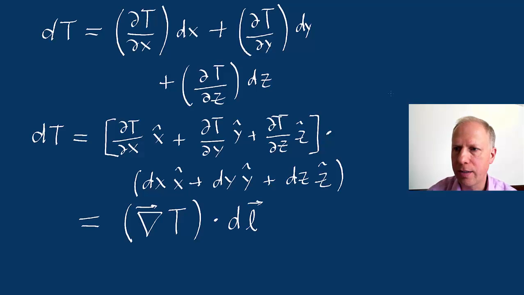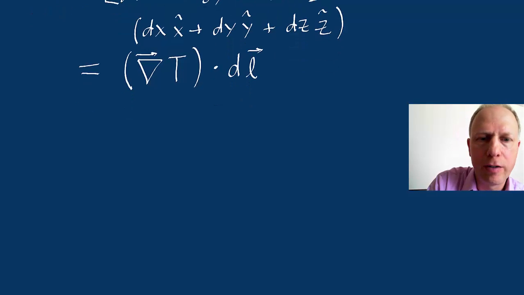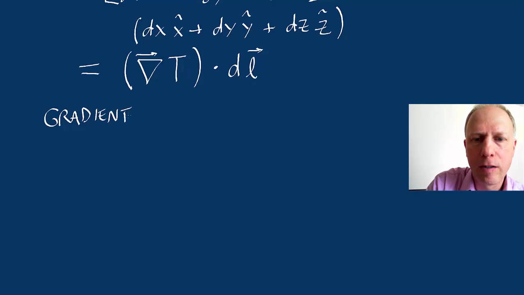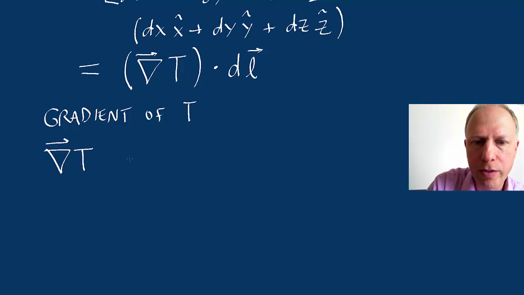So let's make this official now. We're going to define the gradient of the function T. I even put arrows on the del operator.